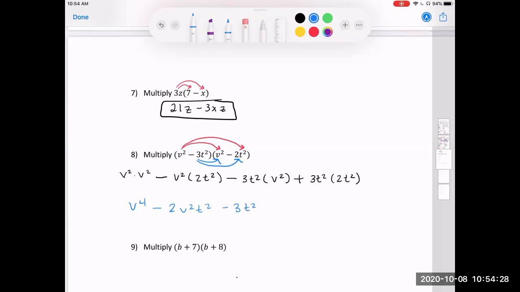Minus 3t squared v squared plus 3 t squared times t squared. Oh, t squared times t squared, we add those exponents, we get t to the 4th power. And then you combine like terms.